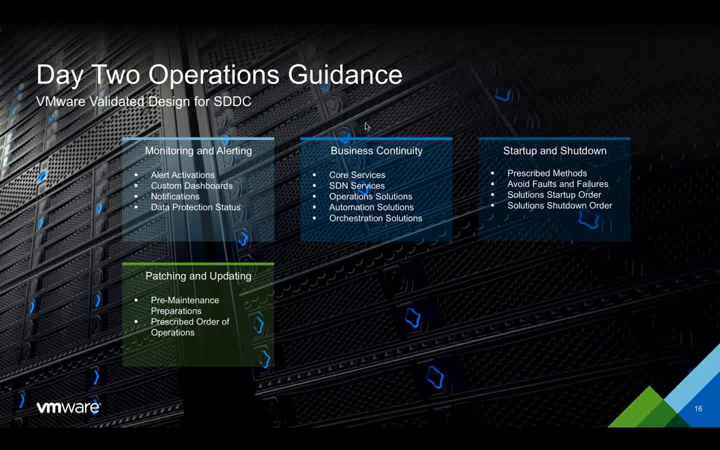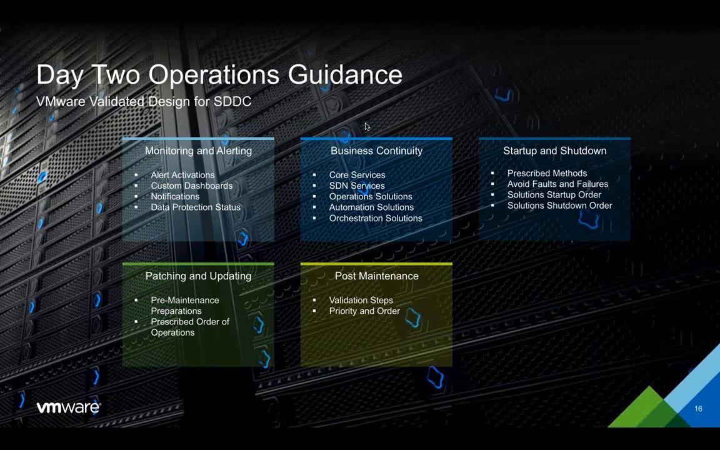As we talked about earlier, patching and updating. How can we put you on that happy path, and give you a prescribed order of pre-maintenance and post-maintenance, and an order of operations to go from one version of a VVD to another version, whether it's a minor version or a major version between those? Post-maintenance, what are the validation steps?